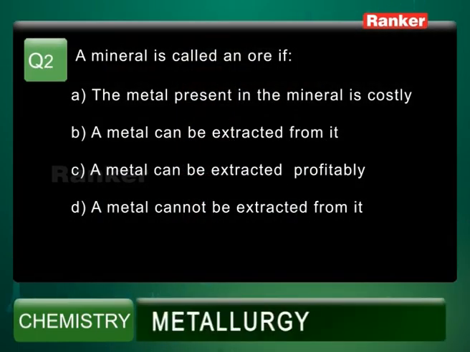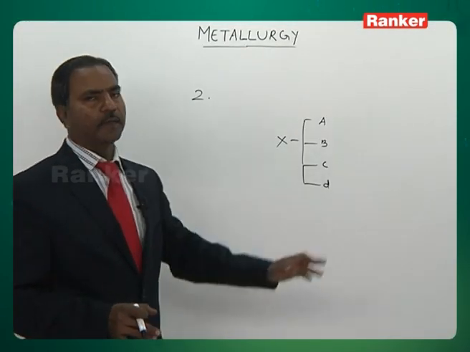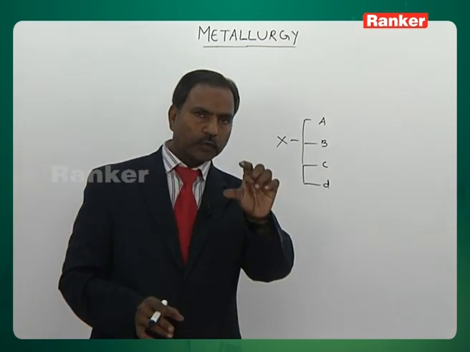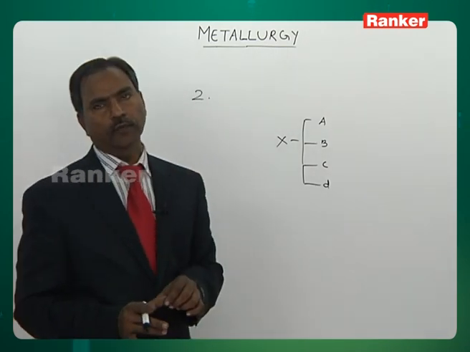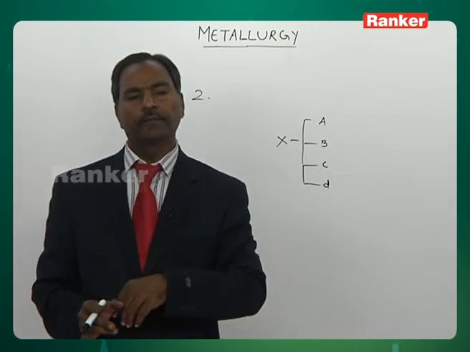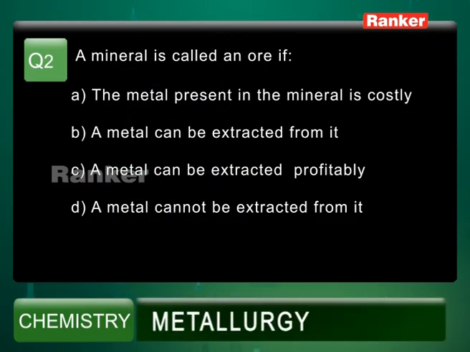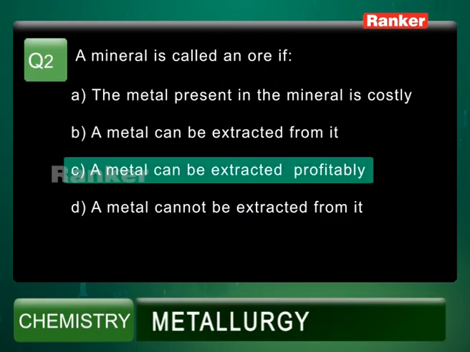A mineral is called an ore if: a metal present in the mineral is costly; a metal can be extracted from it; a metal can be extracted profitably; a metal cannot be extracted from it. What I said: a metal has different types of minerals, but among those we take only the one as ore from which we can extract the metal profitably. So, for question number 2, the answer is C.